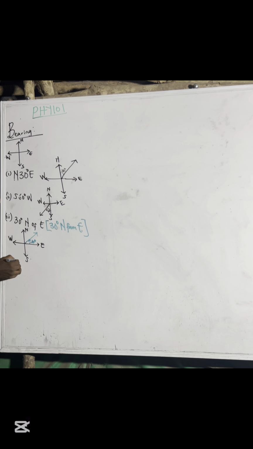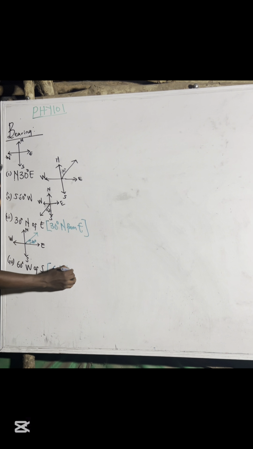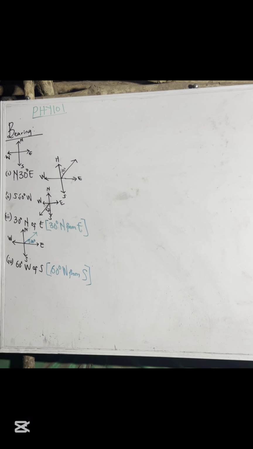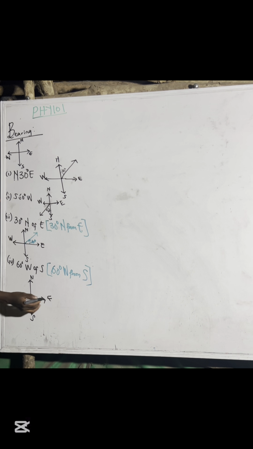Let's say we have 60-degree west of south. You will also rewrite it as what? 60-degree west from south. We will also draw the 4 cardinal points. Indicate the north, the south, the east, the west.